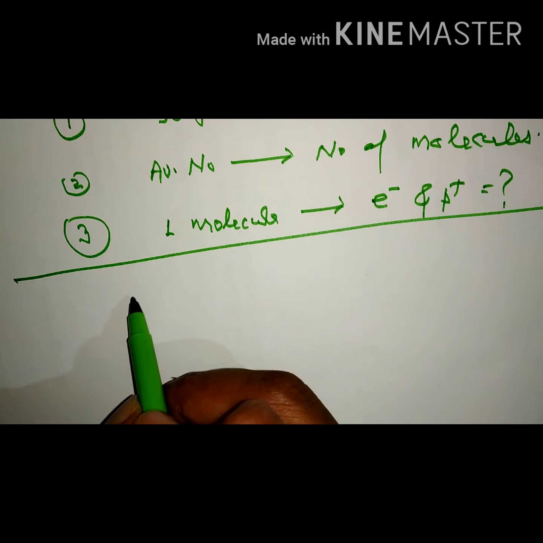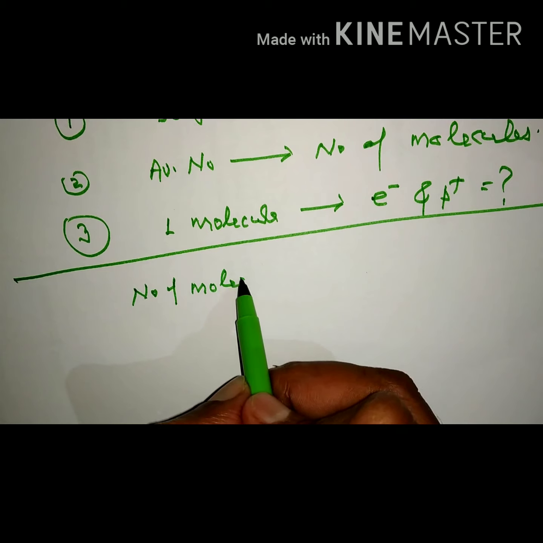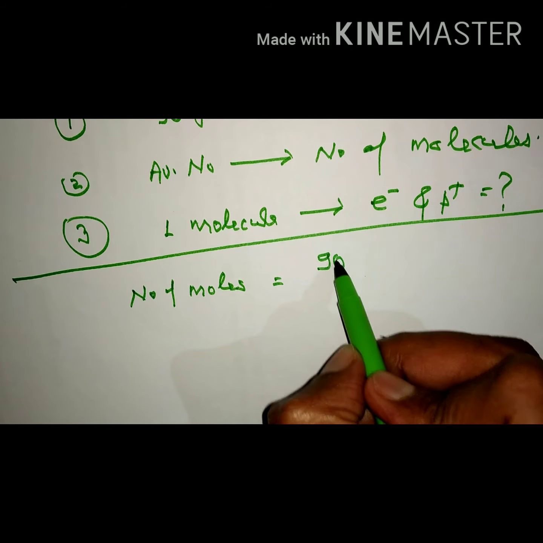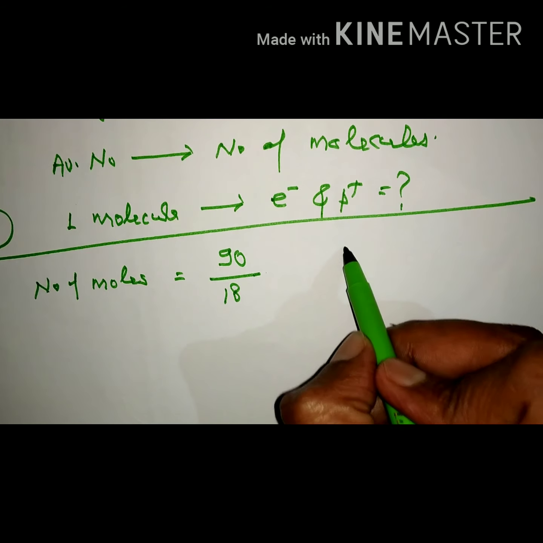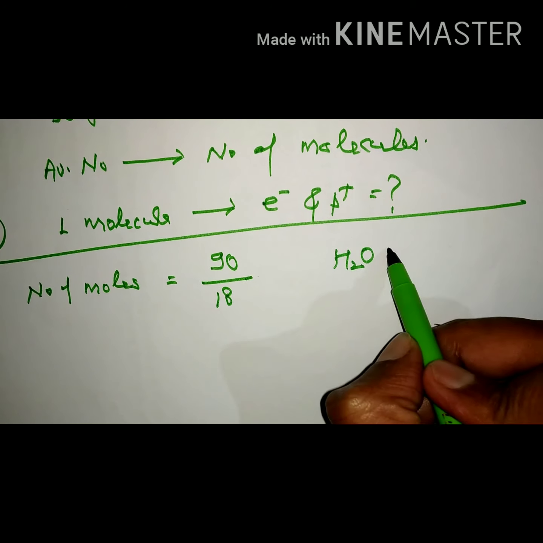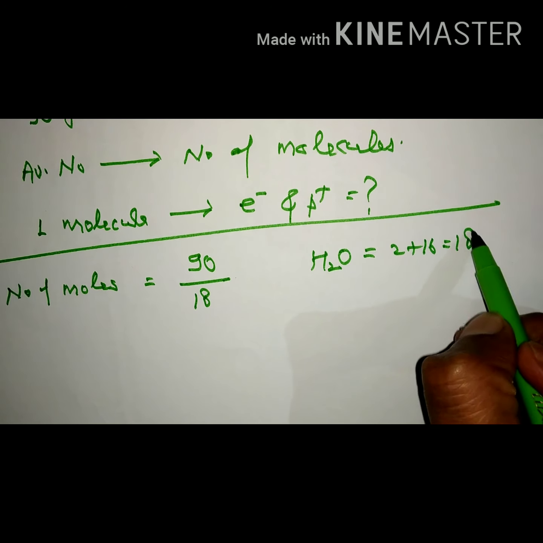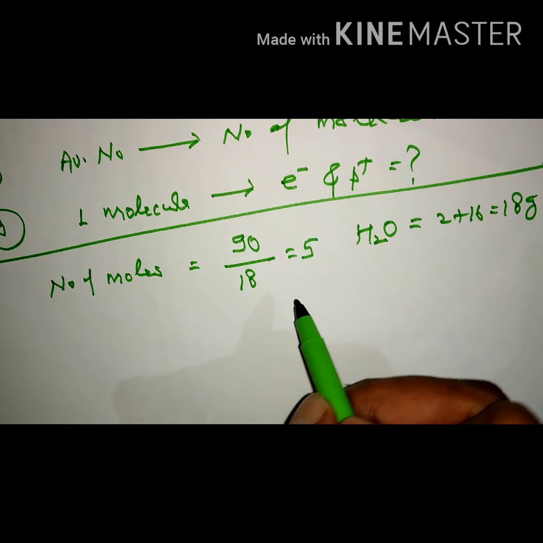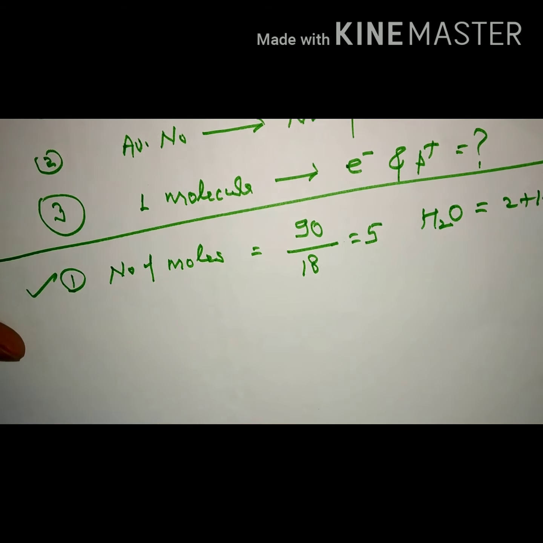First, number of moles. This is 90 gram divided by 18, because H2O molar mass is 2 plus 16 equals 18 gram molar mass. So here it comes 5 moles. Now, first step is fulfilled.